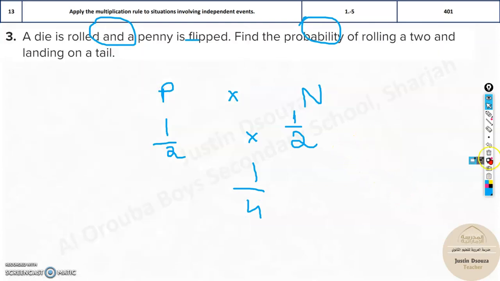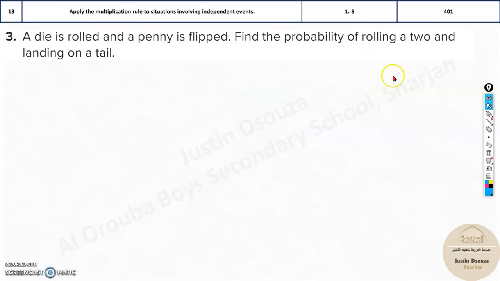Same way we have to do the same type of problems. We'll just quickly go through these. A die is rolled and a penny is flipped. Now over here, the die has a total of 6 possibilities, and then a penny. A penny is a coin, that is 2.